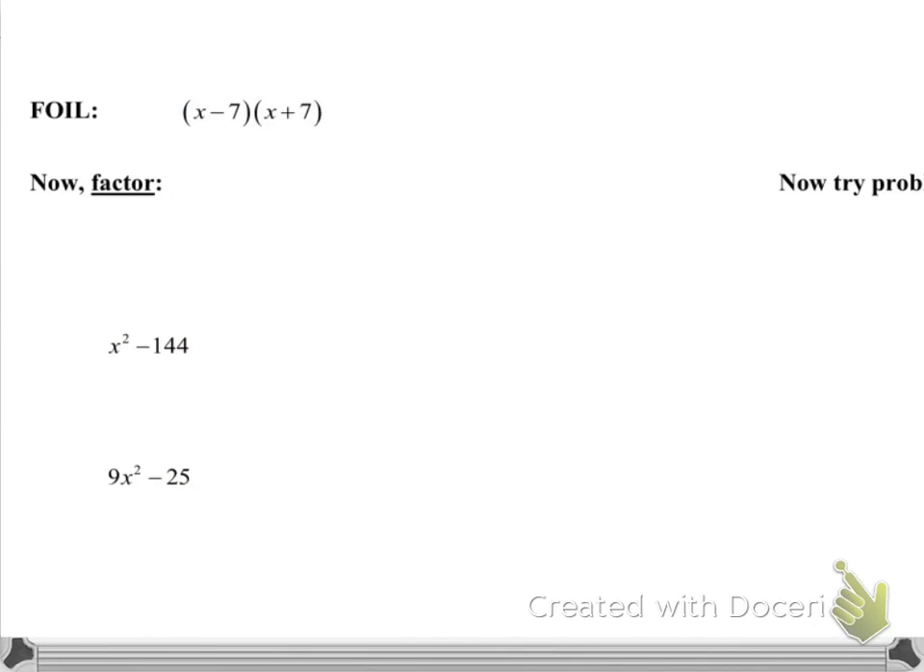All right, our next type of factoring that we wanted to take a look at is what happens when we try to undo some foiling. Now notice that this is a special type of FOIL. We've got x minus 7 and x plus 7. Let's see what happens when we FOIL these together.